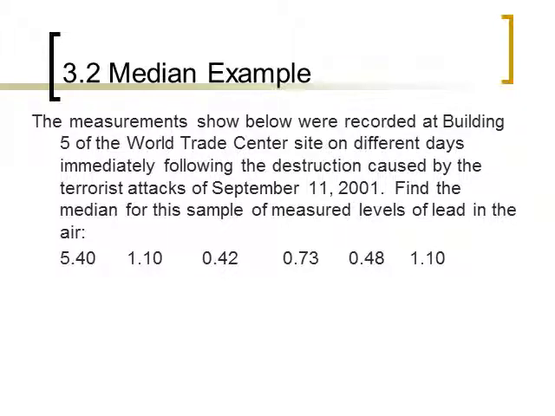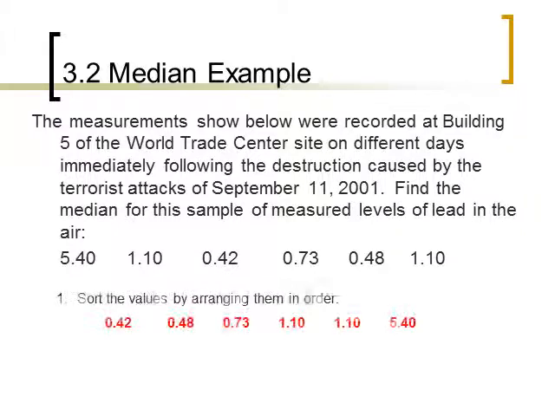We're going to take these same measurements and we're going to find the median for these measurements now. So if you remember, the first thing that we have to do is write the numbers in order from least to greatest. So I've sorted the values here in red. Now how many numbers do we have? Let's count them. We have 1, 2, 3, 4, 5, and 6.